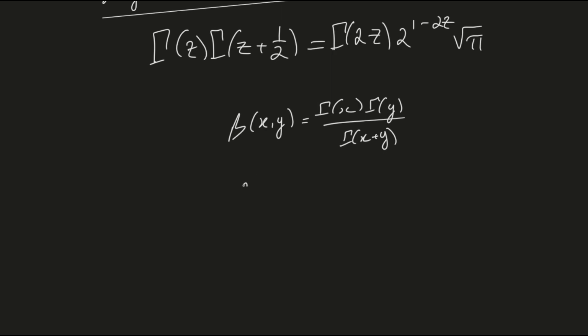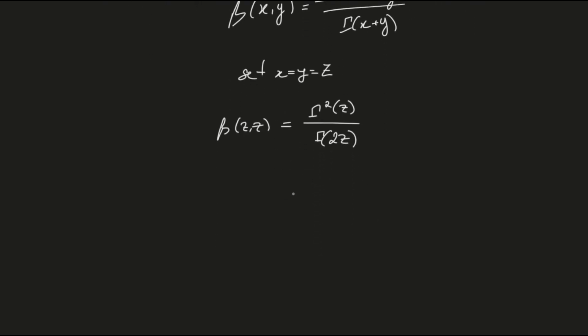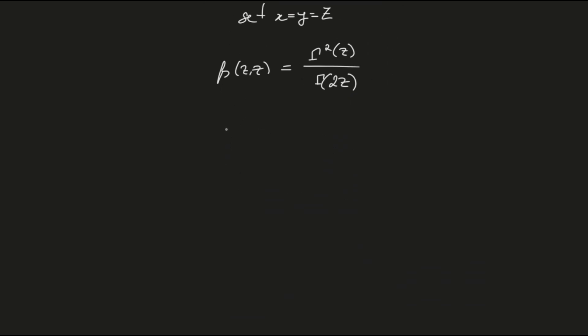Now, what I want to do is set x to be equal to y, and I'll just rename it to z because that's the variable I've used up here. So we have beta of z and z is equal to, on top, gamma z times gamma z, which is just gamma squared z, over gamma of z plus z, which is 2z. Now remember that the beta function has a couple integral definitions, and I'm going to be using one of those. But first I just want to swap the left and right hand side for convenience purposes.